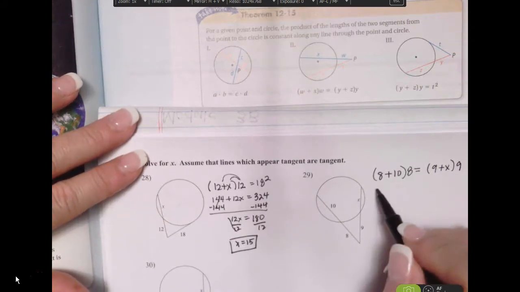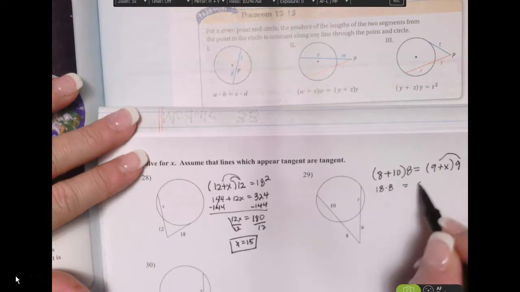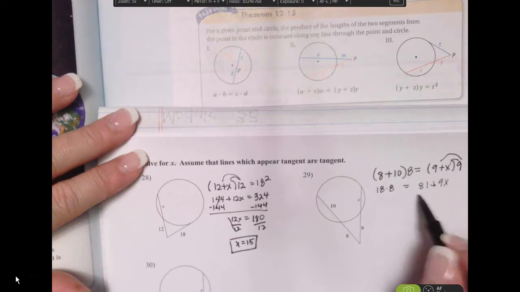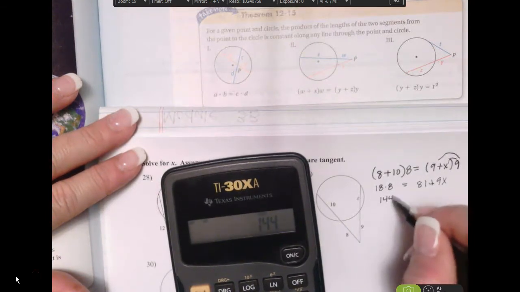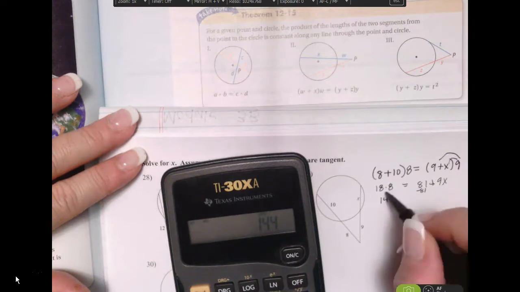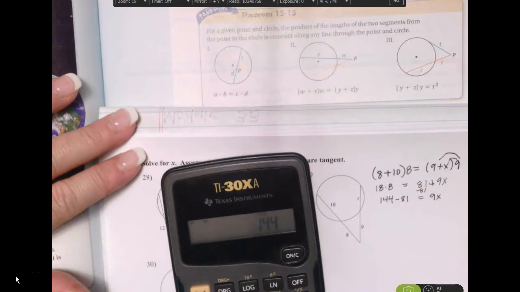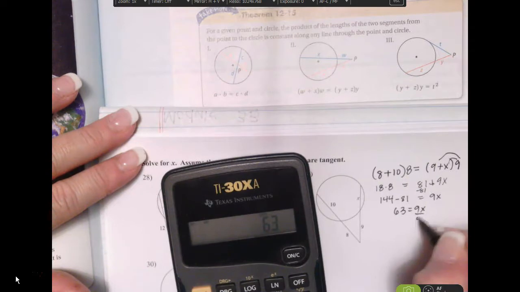So 8 plus 10, that's 18 times 8 equals 81 plus 9x. So 18 times 8 is 144. I'm going to subtract 81 from both sides. That's 63 equals 9x divided by 9, and I get 7 for x.